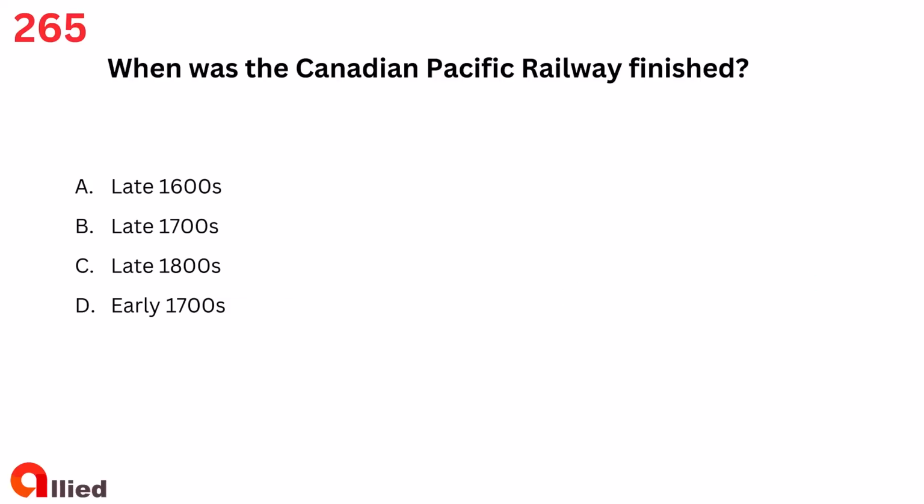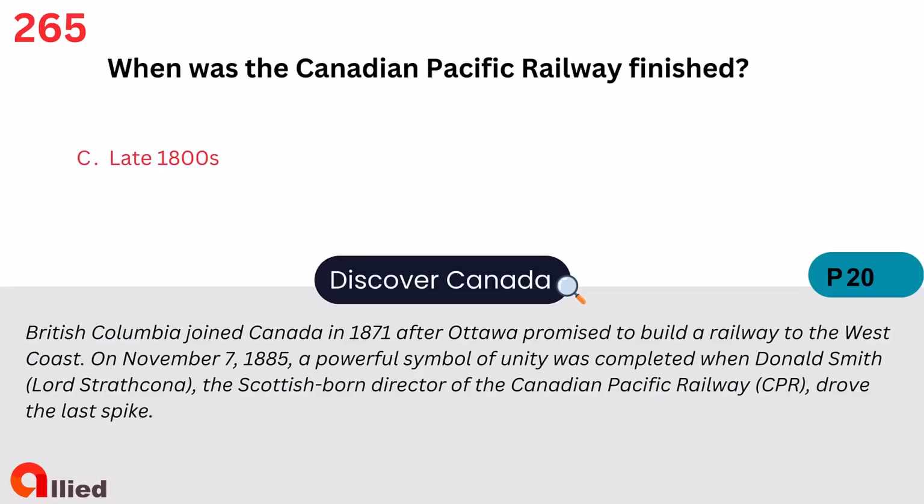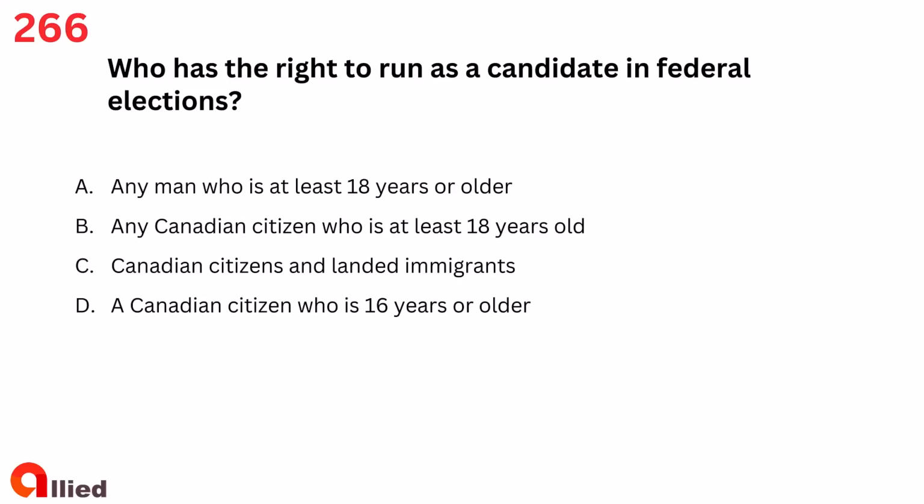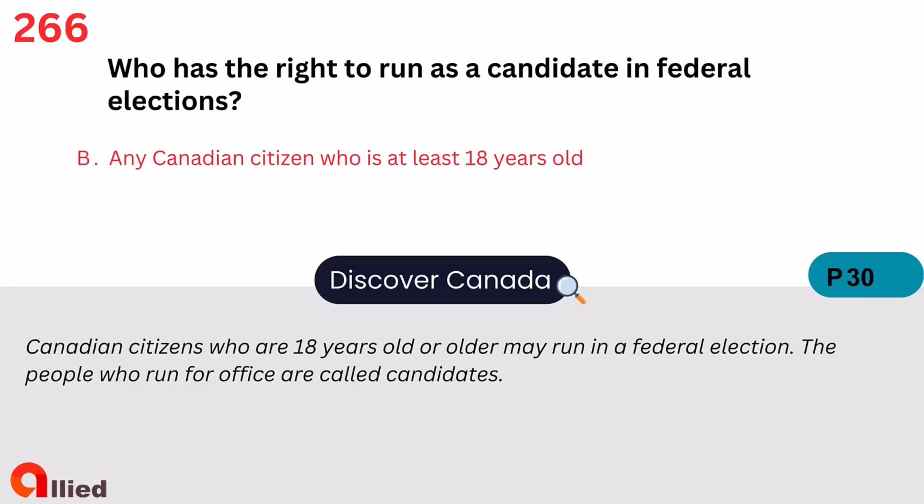Question 265. When was the Canadian Pacific Railway finished? A. Late 1600s. B. Late 1700s. C. Late 1800s. D. Early 1700s. The answer is C. Late 1800s. Question 266. Who has the right to run as a candidate in federal elections? A. Any man who is at least 18 years or older. B. Any Canadian citizen who is at least 18 years old. C. Canadian citizens and landed immigrants. D. A Canadian citizen who is 16 years or older. The answer is B. Any Canadian citizen who is at least 18 years old.